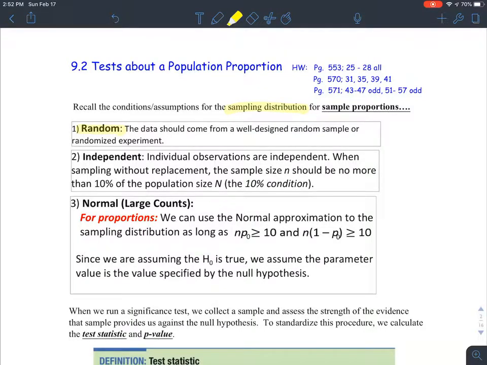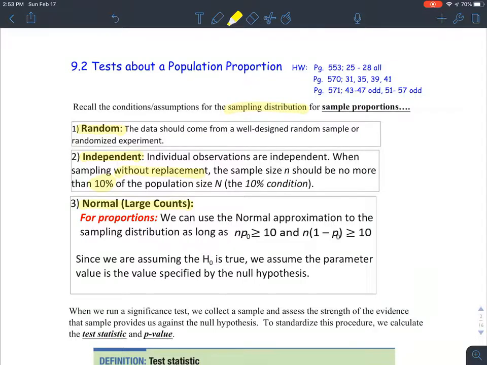One, making sure that the data came from a well-designed random sample. Two, that the observations are independent, and that basically relies on the 10% condition, that if we're doing this without replacement, we're not surveying more than 10% of the population. And finally, and this one's important, the large counts condition allows us to use those z-scores. Please keep in mind the central limit theorem has to do with sample means, not proportions.